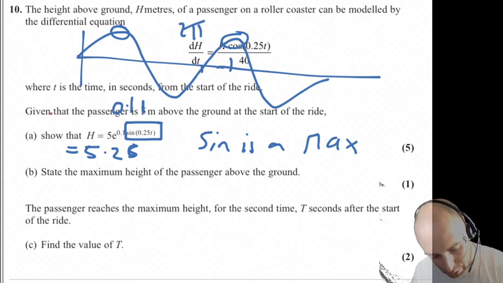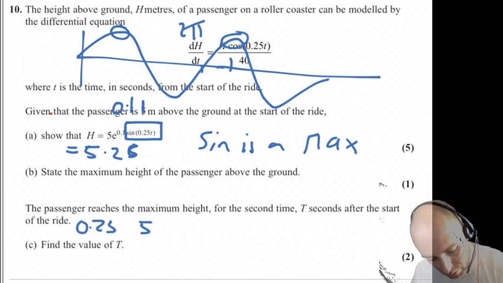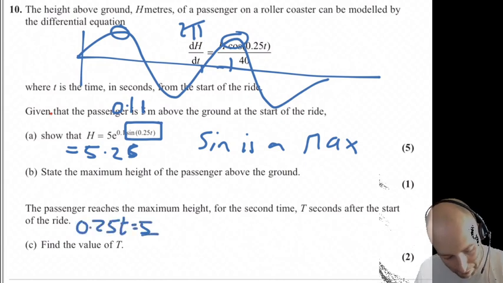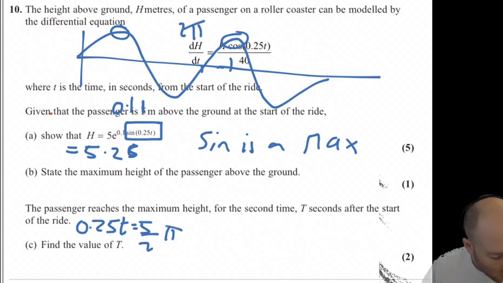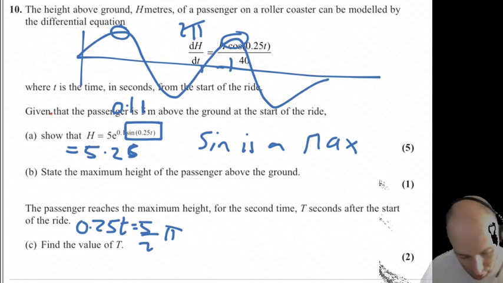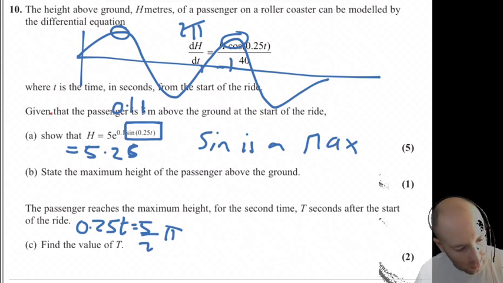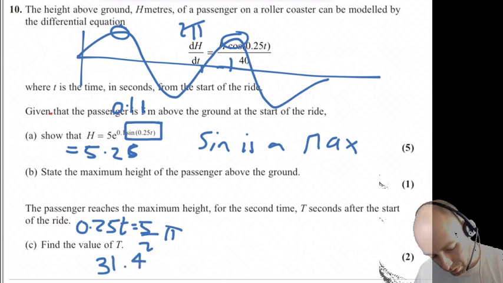So the value t will be when the angle 0.25t equals 5 over 2 pi. So 5 over 2 pi divided by 0.25 gives us a t value of 31.42.